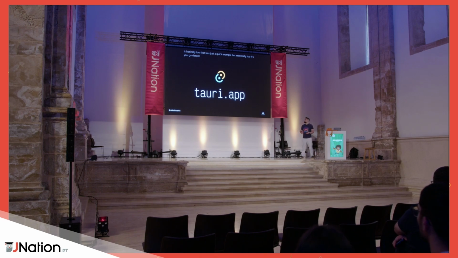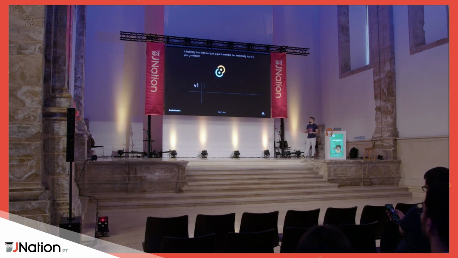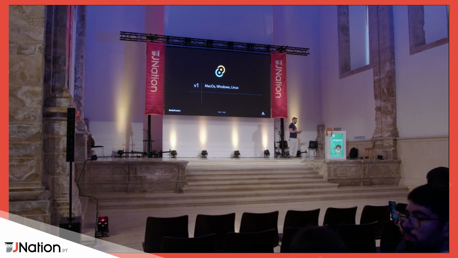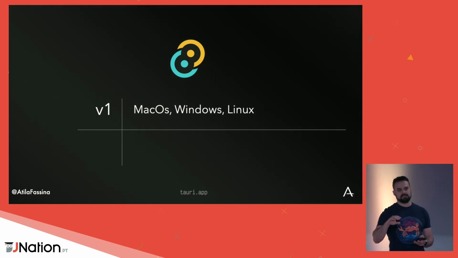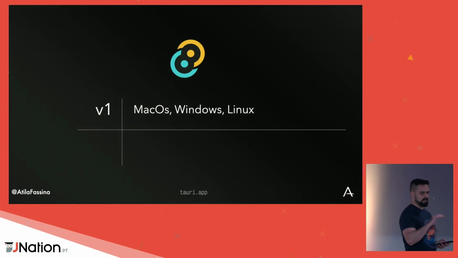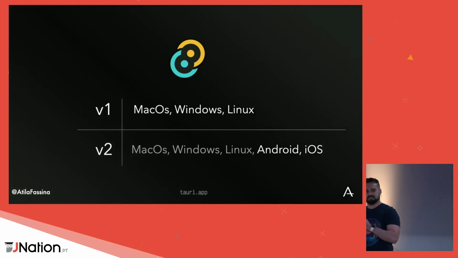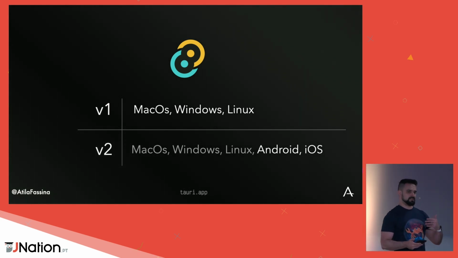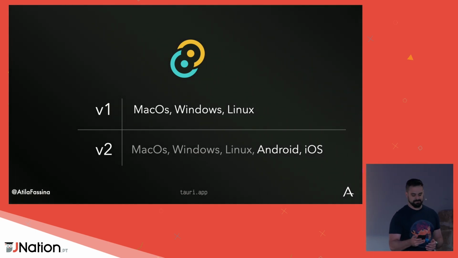What I mean by that is, first of all, on V1, which is the one we have today, we can build desktop apps. We can build for macOS, we can build for Windows, and we can build for Linux. And then on V2, which is right now very close to reaching a release candidate mode, so the APIs are quite stable. We are very close to having a stable release. It's on the security checks. On top of the ones you can already build, you can create binaries for Android and iOS.